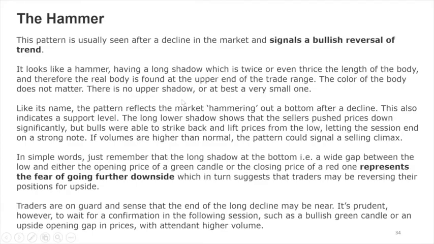Like its name, the pattern reflects the market hammering out a bottom after a decline. The market is hammering in the downtrend. This also indicates the support level. Remember, the hammer formation must be formed at the support level. It gives you a better indication of a reversal candle pattern.